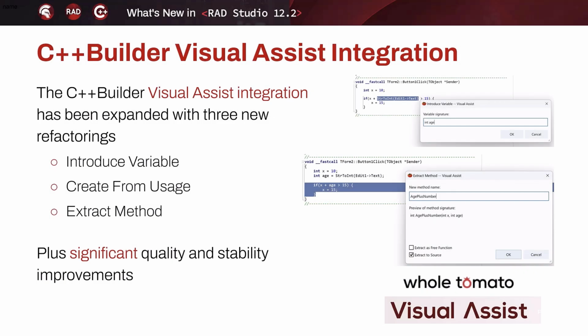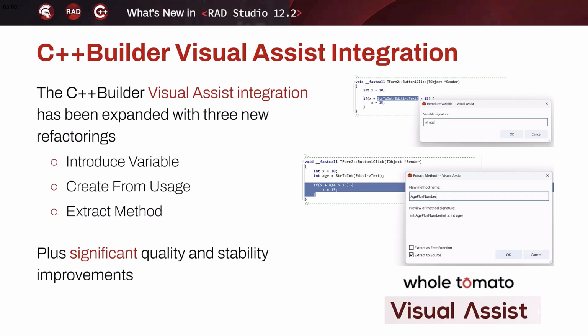I'm pretty excited to announce that for Visual Assist we have integrated 3 new refactorings, 3 new features, being introduce variable, create from usage, and extract method. Plus, we have done some significant quality and stability improvements around code navigation and code completion. All of this you'll be able to experience in RAD Studio 12.2.